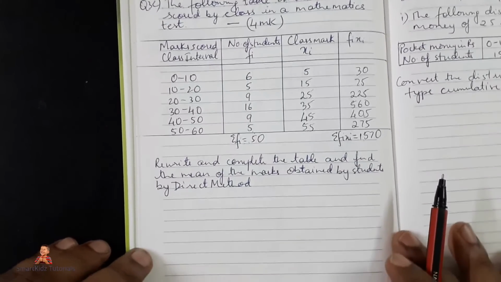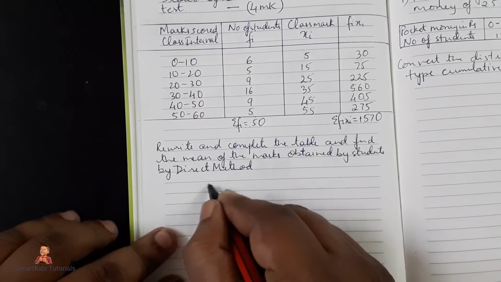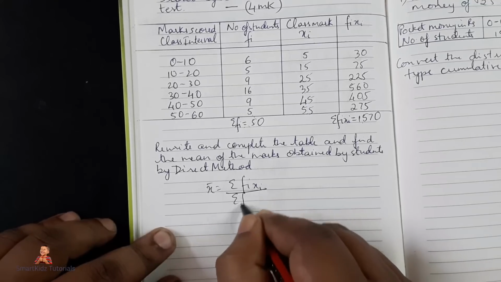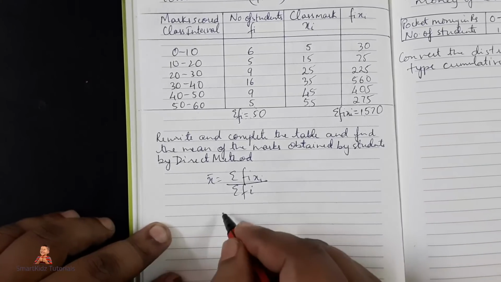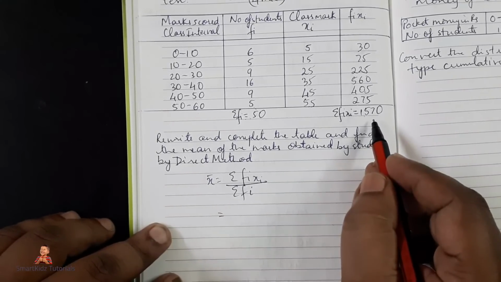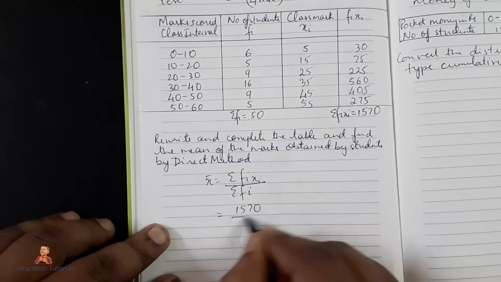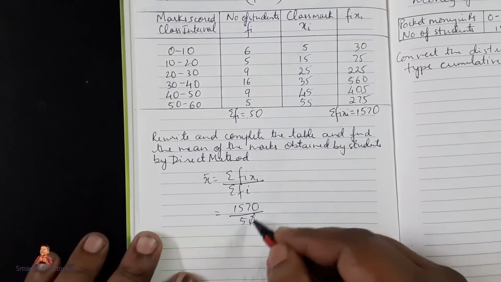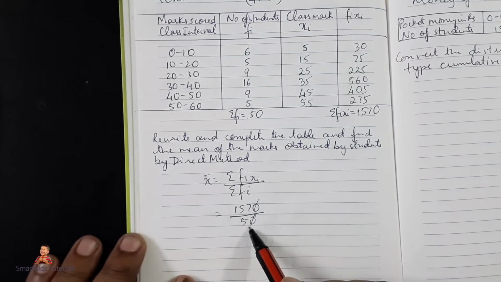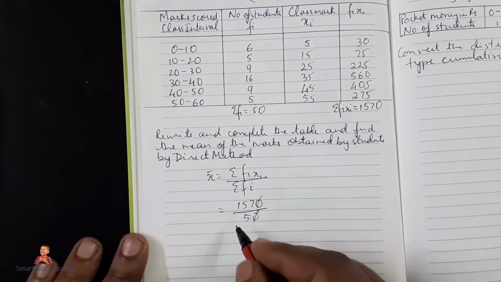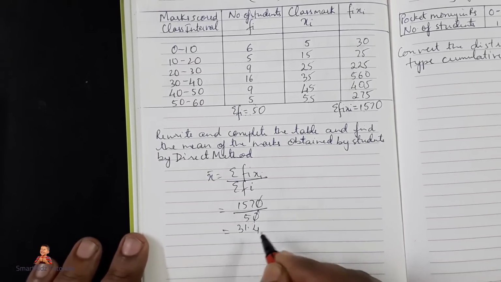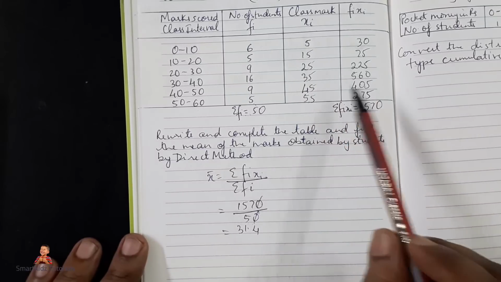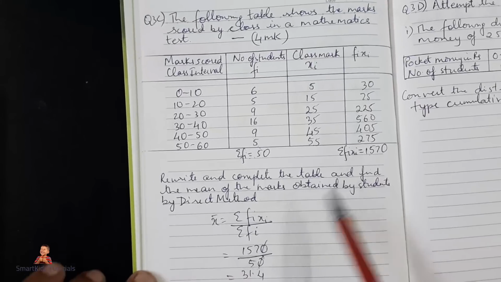I've got sigma Fi, I've got sigma Fi Xi. Next I need to find the mean by direct method, and the formula for that is x bar equal to sigma Fi Xi whole thing upon sigma Fi. That's all. So we've got sigma Fi Xi is 1570 whole thing upon sigma Fi, which is 50 from here. Okay, you cancel the zeros, and 157 divided by 5 gives us 31.4. So that is the mean that is obtained for this particular data by direct method.